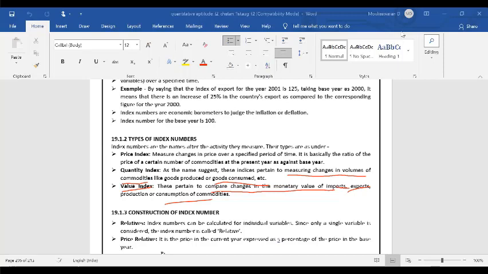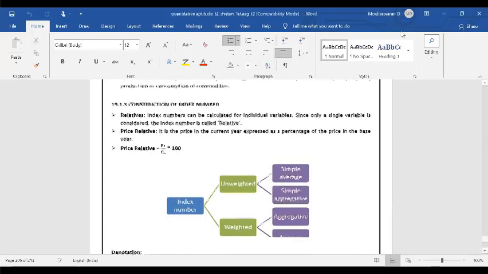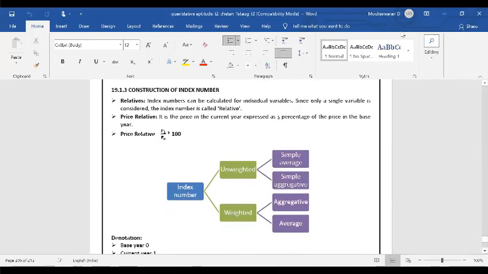So till now, no doubts, right? What is an index number and what are all the types of index number? Okay. Next, how an index number will be constructed.